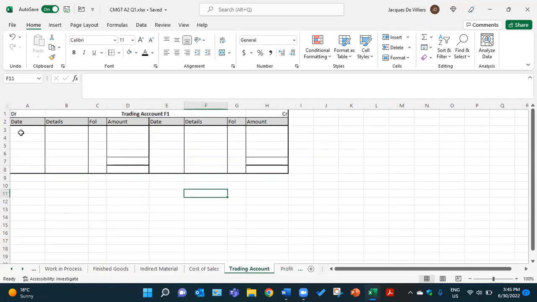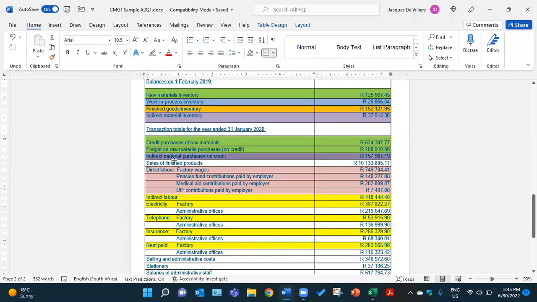So let me prove that to you. So here we have our trading account. Cost of sales that I just calculated there. But we don't just have cost of sales, we also had sales in what was given to us.